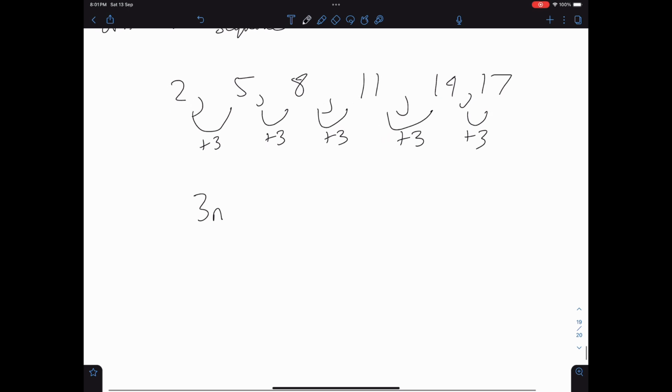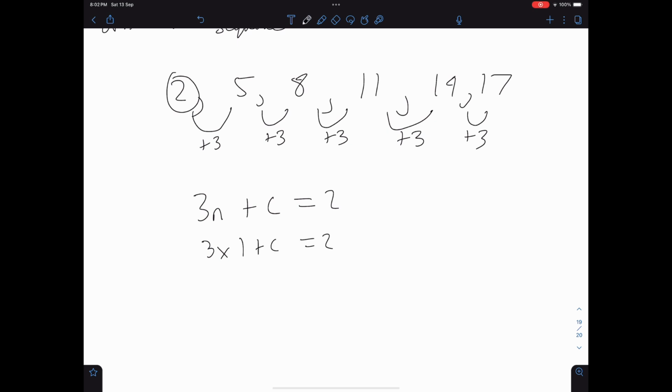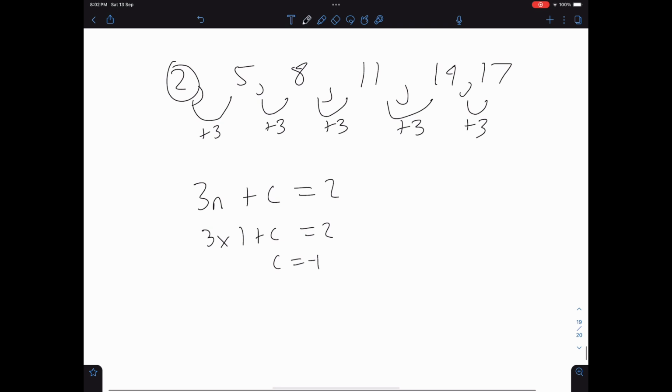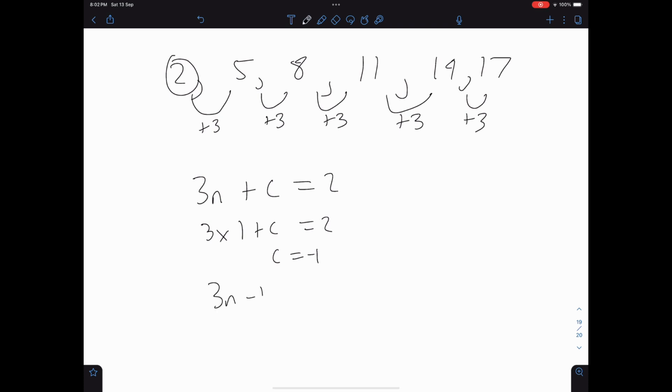And then what we do is substitute in that first term. 3 times 1, because that's the first term, plus c, equals 2. So c equals minus 1. So this would be 3n minus 1, would be tn, although Cambridge does expect you to write un.